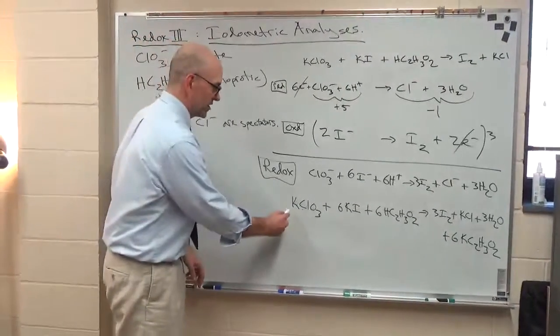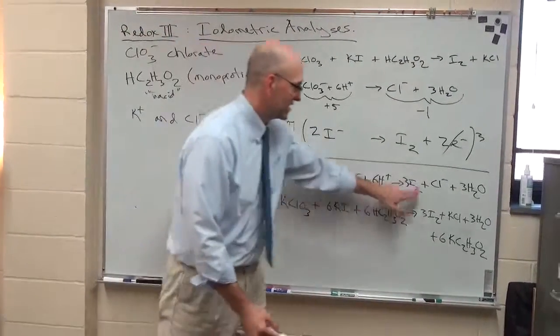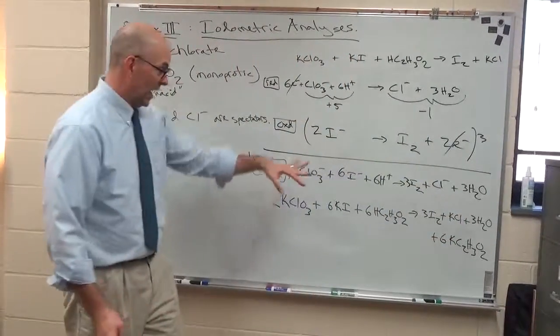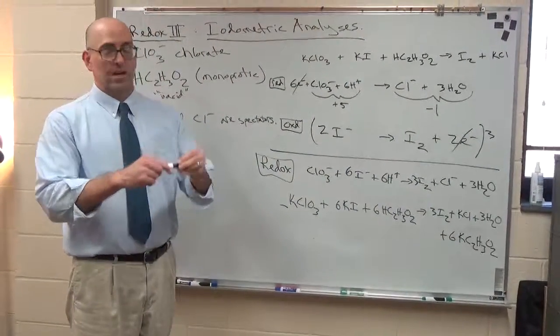And then you'll need the coefficients. In this case, it'll be a 1 to 6 to 6 to 3 to 1 to 3 to 6 ratio, and then you can do your stoichiometry from there. And that's all she wrote.